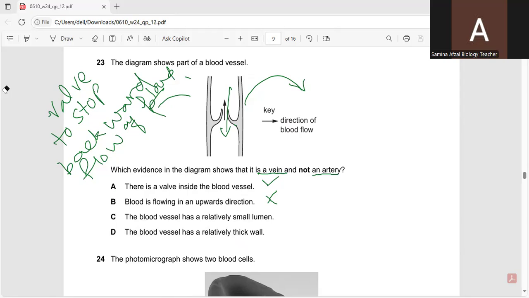The third option, the blood vessel has a relatively small lumen. No, this lumen is not small because veins don't have a small lumen. The blood vessel has relatively thick walls. There is no thick wall. They are thin walls in comparison to arteries. So A is the correct option. B, C, D are not correct options.